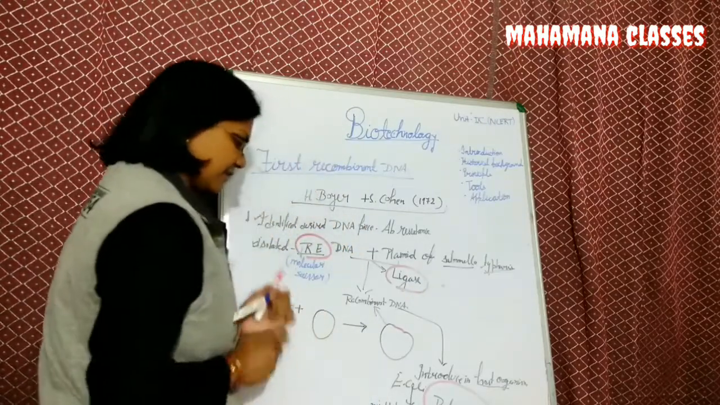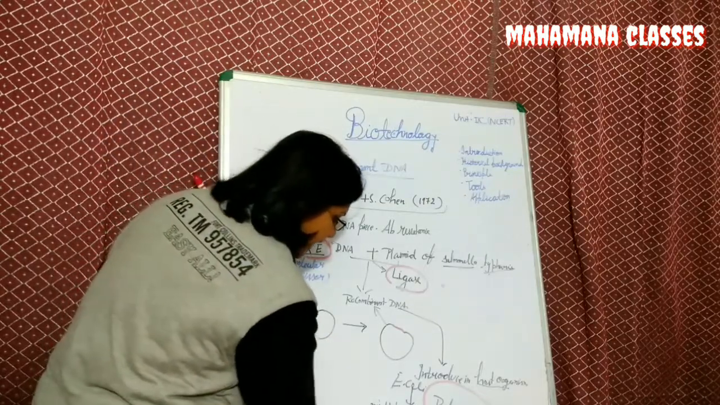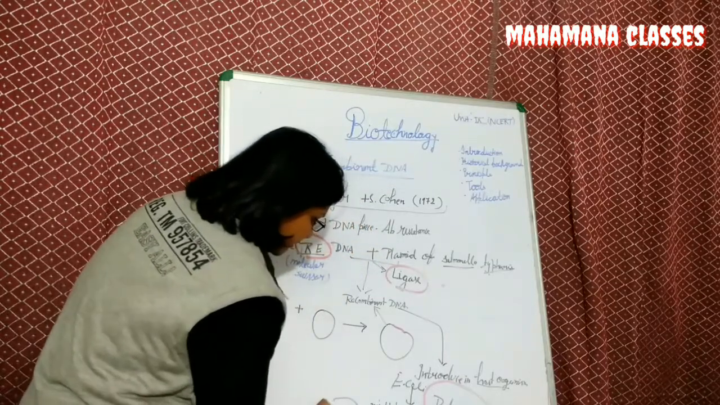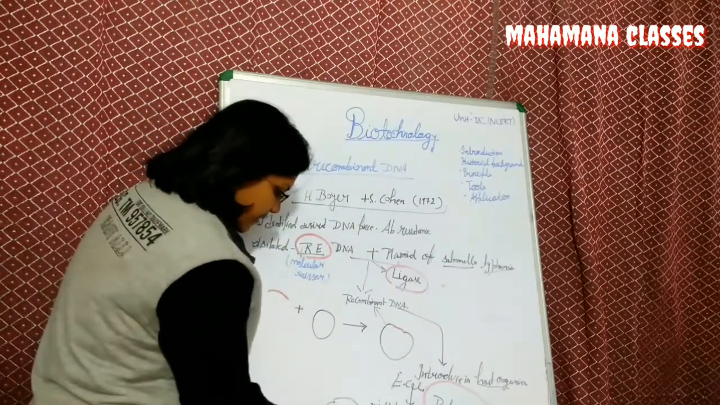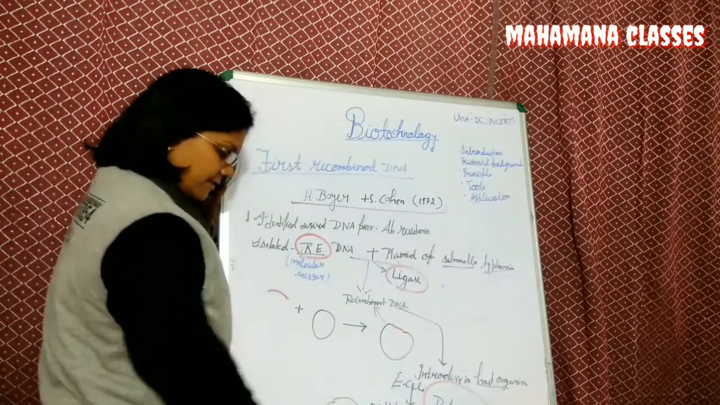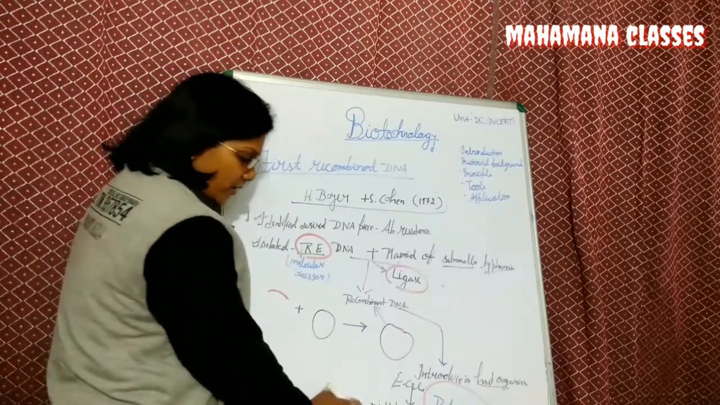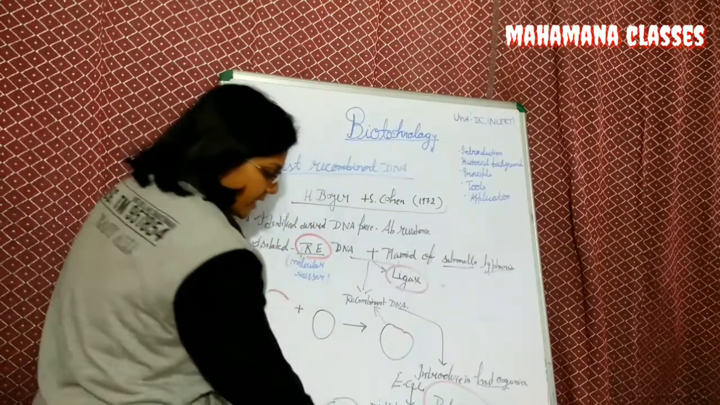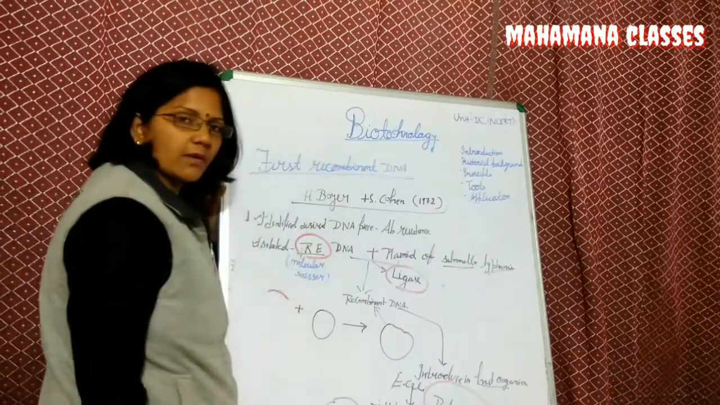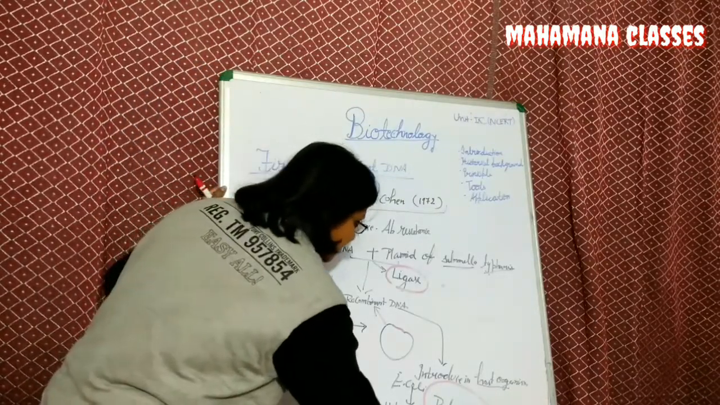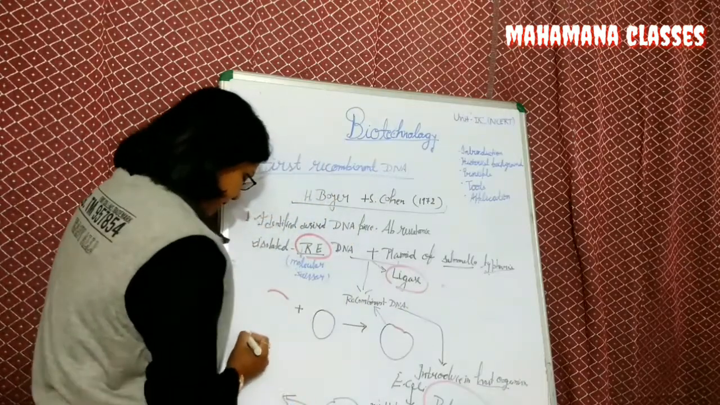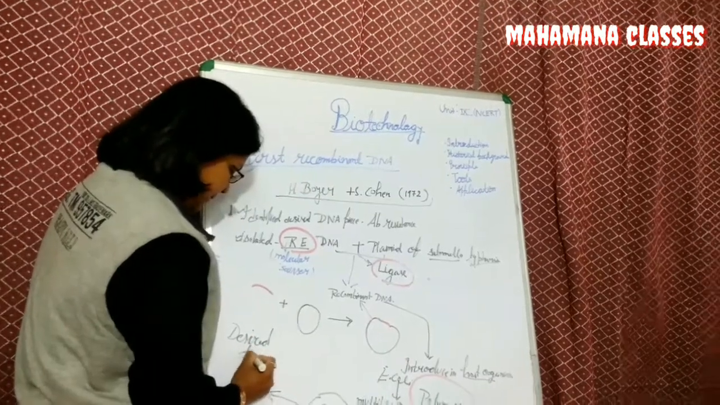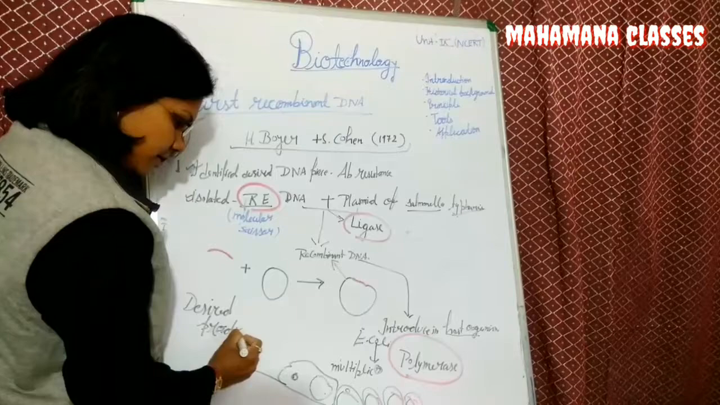Suppose this is a cell of E. coli, this is its main DNA, and this is its plasmid or recombinant DNA. As this E. coli multiplies, the same number of plasmids will also multiply, and after multiplication we will get the desired product.